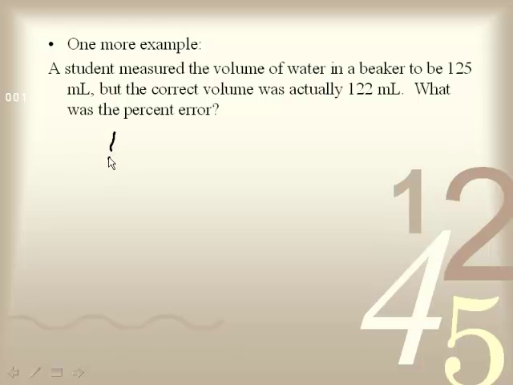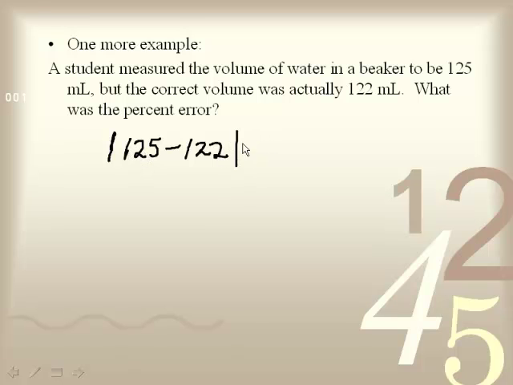We're going to have the absolute value. Oops, that looks more like an exclamation mark, doesn't it? Alright, absolute value 125 milliliters. And then we're going to subtract 122 milliliters. And it doesn't really matter what order we put this in, because remember, it's an absolute value. If we take 125 minus 122, we're going to get 3. But if we take 122 minus 125, we're going to get negative 3. But since it's an absolute value, it's going to be 3 either way.